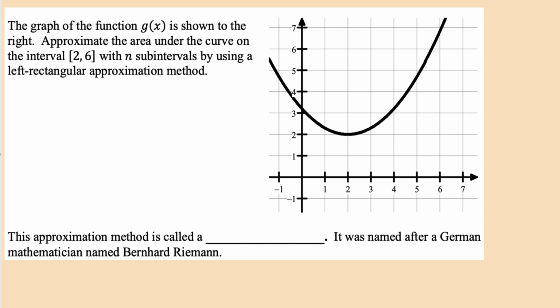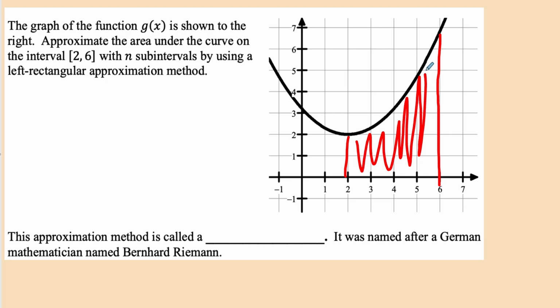Let's take a look at this graph, and it does not lend itself to using geometric formulas, and I'd like to show you something other than counting squares. What we want to do is find the area between 2 and 6, and I'd like to show you another method to find this area that doesn't involve counting squares, and this will be called a Riemann sum.